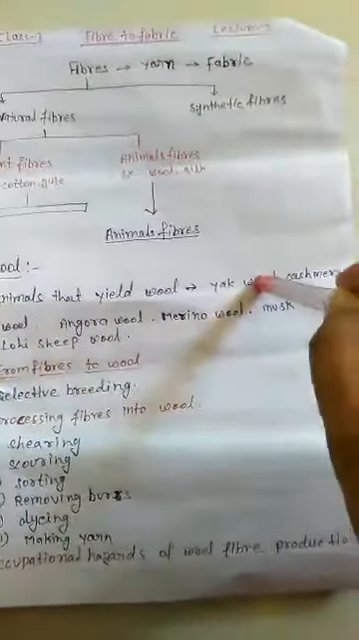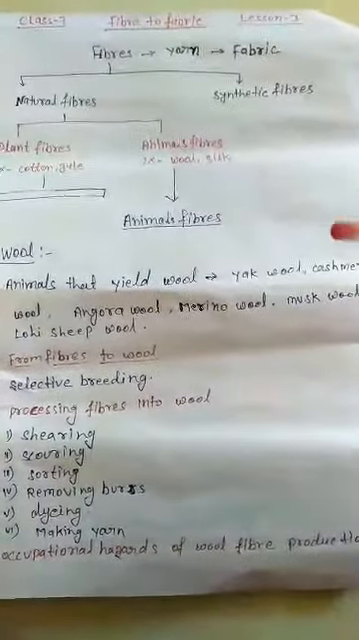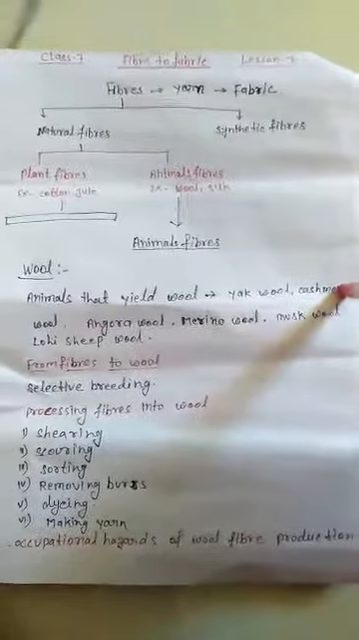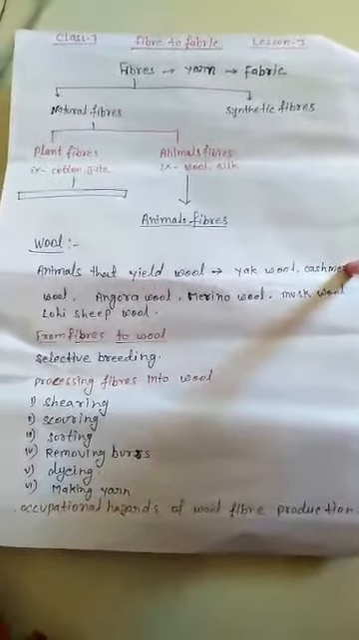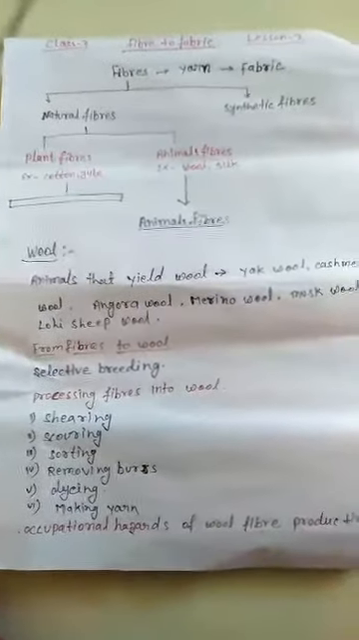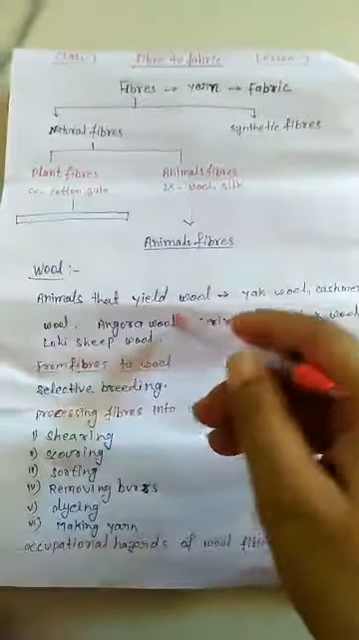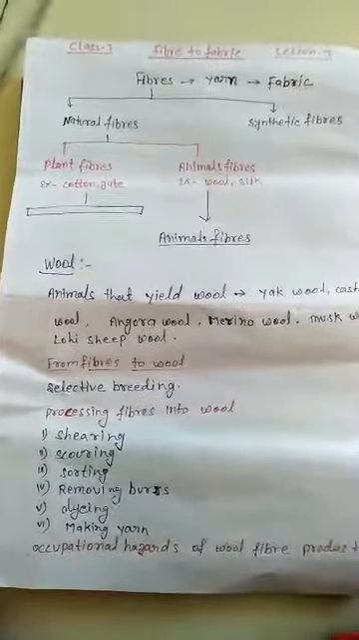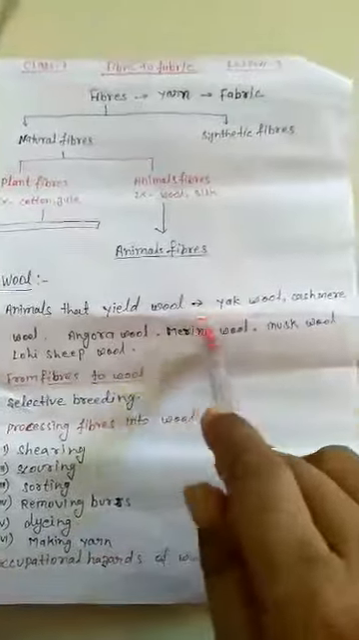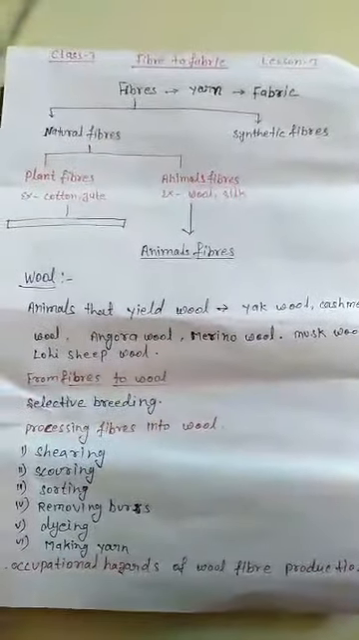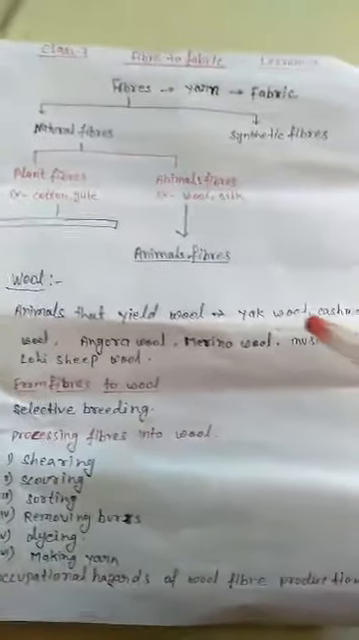Like yak wool, it is obtained from the yak that is found in Tibet and Ladakh. Next is Kashmiri wool, and it is obtained in Kashmir from the Kashmiri goat. Next is Angora wool. Angora wool is very soft and it is obtained from the Angora rabbit. Next is Merino wool. It is the best wool in the world, obtained from the Australian Merino sheep.